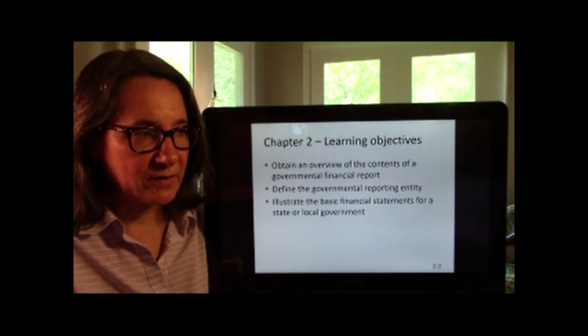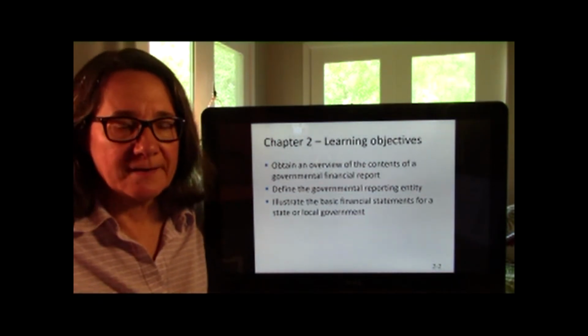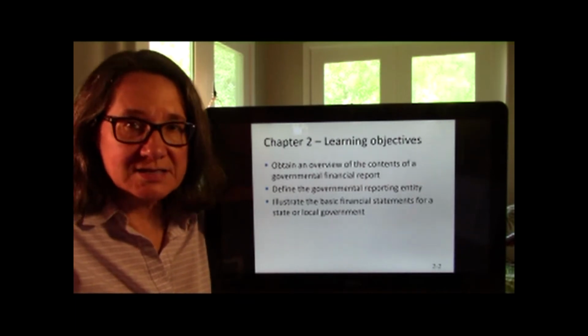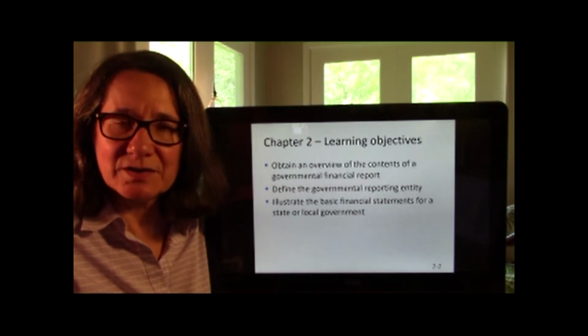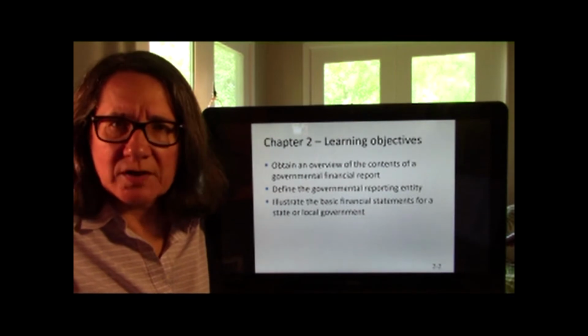Okay, so what are we going to learn? Well, we're just going to get an overview of what goes on these financial statements. They're not totally strangely different from your regular sets of financial statements, but they're a little more detailed, they're more involved.